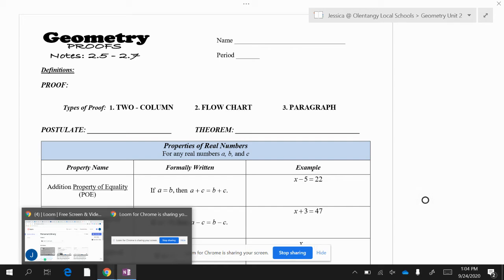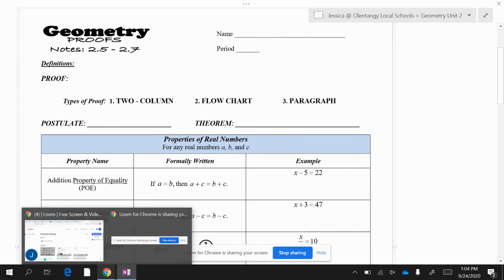Okay, so we will be working with the geometry proofs today. I'm going to start talking about algebraic proofs and what that would look like.